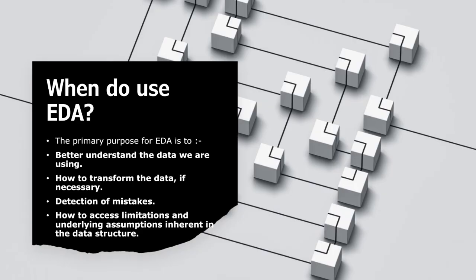Now, when do we use EDA? The primary purpose of EDA is to better understand the data we are using. If we don't understand it, or if there are too many columns, EDA is there. We can also learn how to transform the data, and the detection of mistakes. As computer programmers, we often make a lot of mistakes, so EDA is there to help us out. And how to assess limitations and underlying assumptions inherent in the data structure.